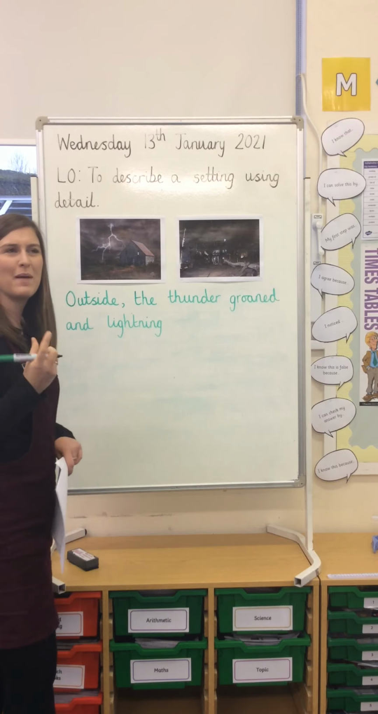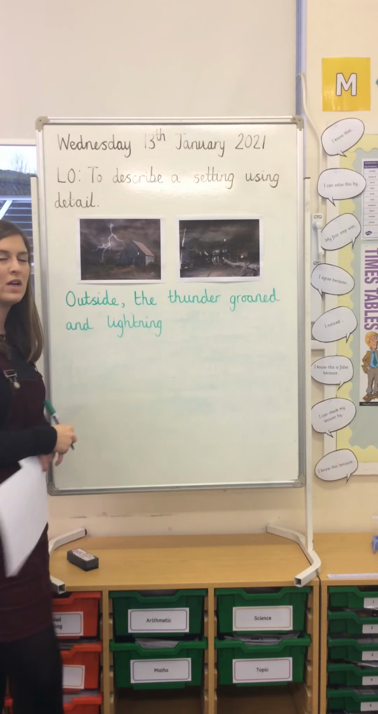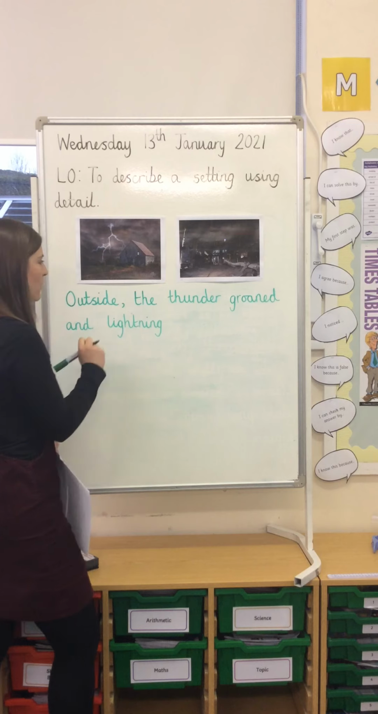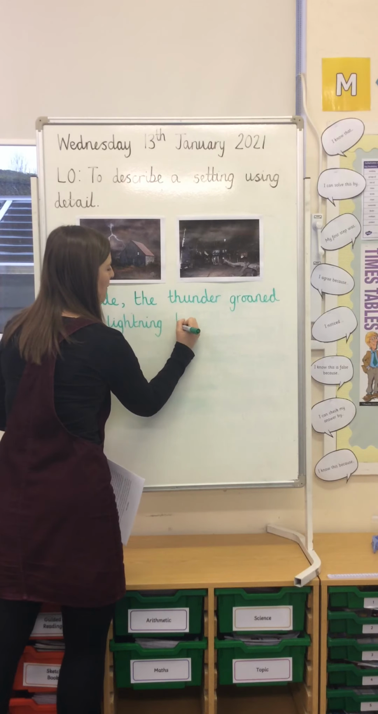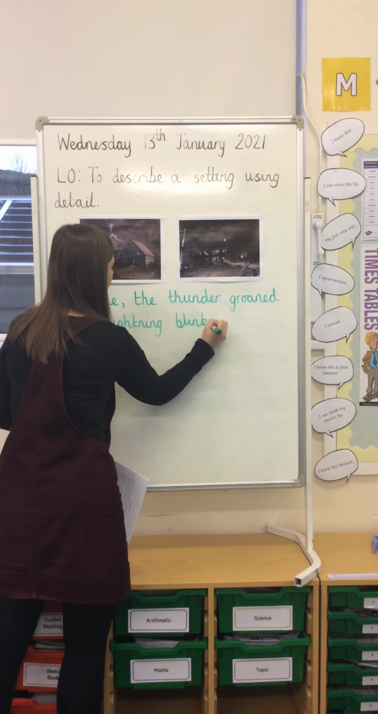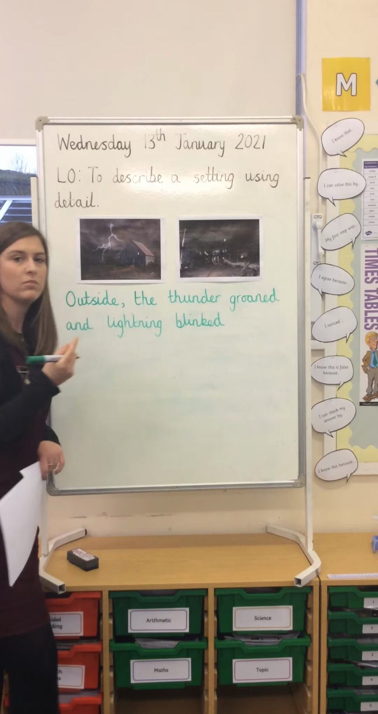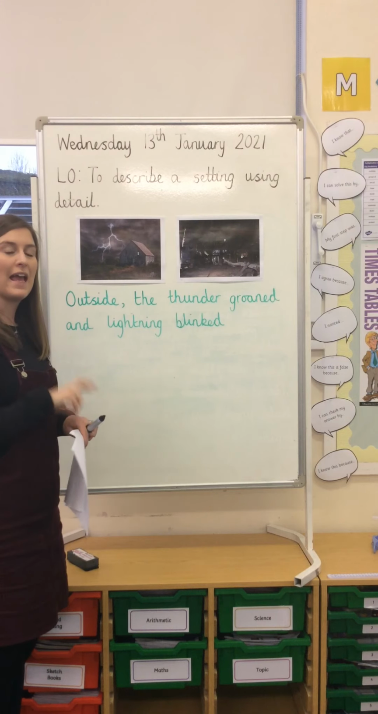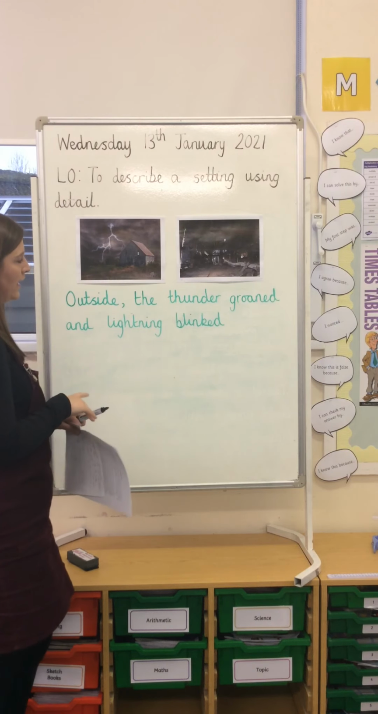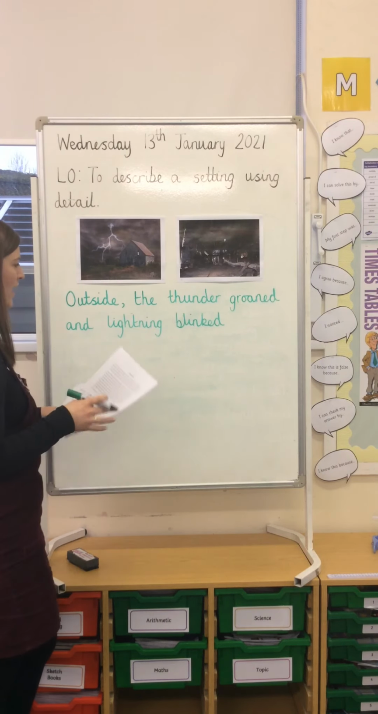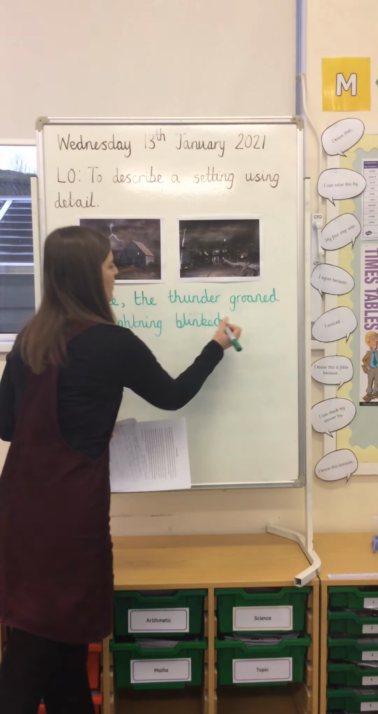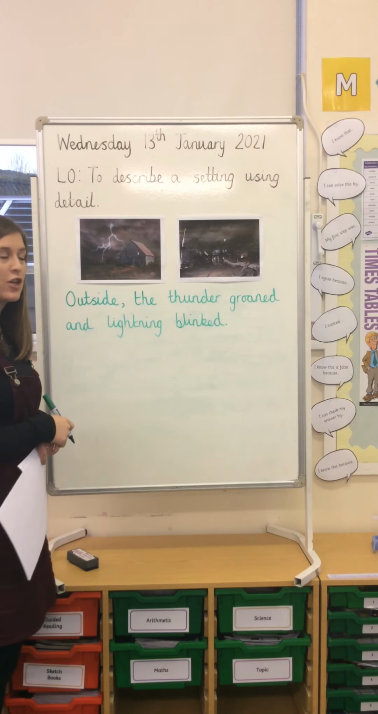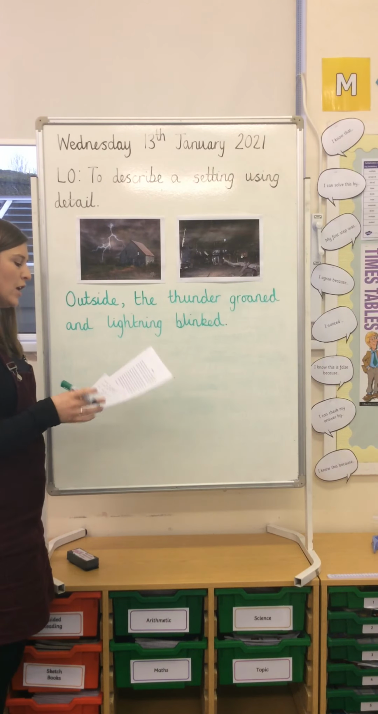I could say flashed, but again, I want that personification. I want to think, what is it that people do? And I'm thinking of blinking. So I'm going to say outside the thunder groaned and lightning blinked. Obviously, we don't think that lightning actually can blink like humans do, but blinking is that on-off effect of light, like lightning does. So outside the thunder groaned and lightning blinked. Both groaned and blinked are verbs that humans do, and that's that personification.